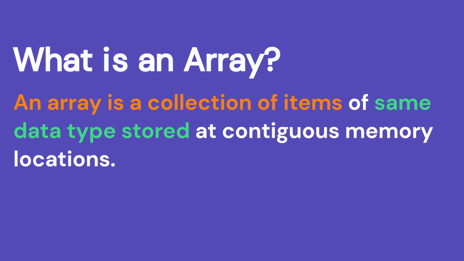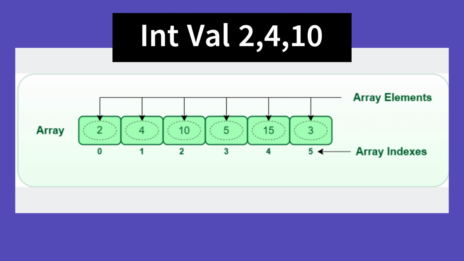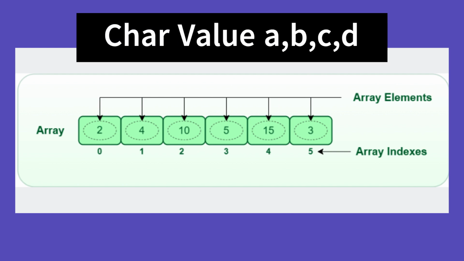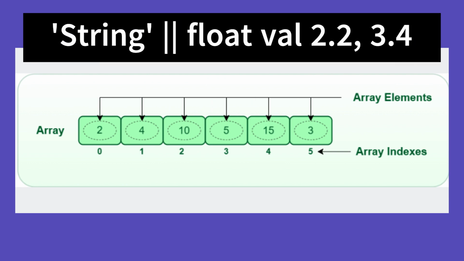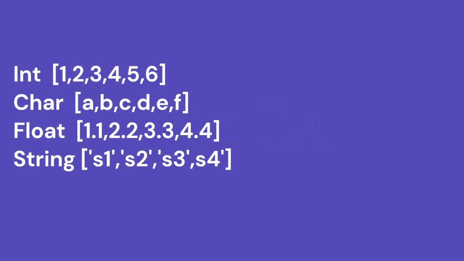Then we can see same data type. That means we have to store the same data type in an array. In our case, we have stored some integer values in this array like 2, 4, 10. Also, we can store some character values like A, B, C. In the same way, we can store string values or float values. But we cannot mix up different data types. Like if you want to store both integer and character values at the same time, then this is not the right way to store data in an array. So we can store one data type in an array at a time. Okay, nice.